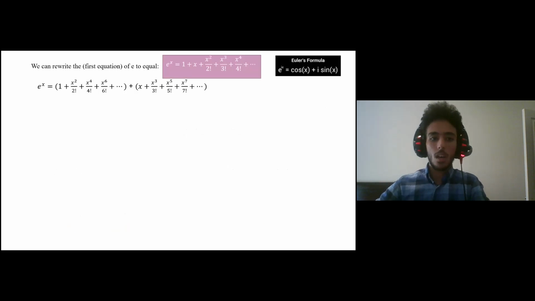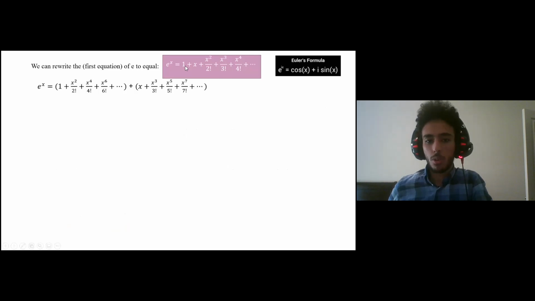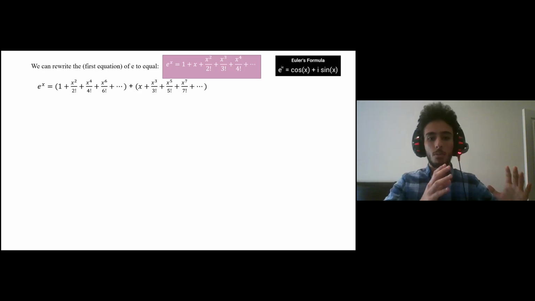So we can rewrite the first equation as shown in the pink rectangle, e to the power of x. What we're going to do is group all the x's that have an even power with each other, and the ones that have an odd power with each other.